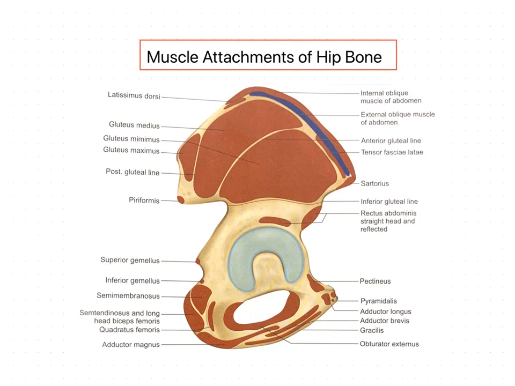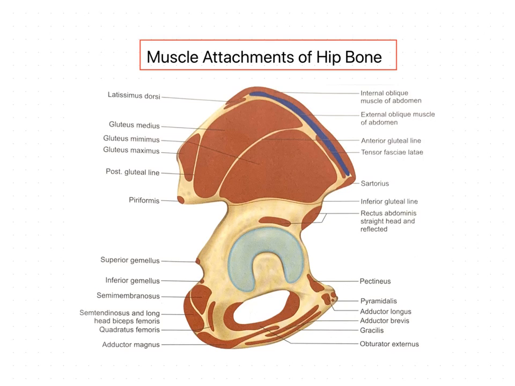Dear students, welcome back. In the previous session, we discussed the bony parts of the hip bone in both aspects, the external aspect and the internal aspect, and this one is again the external aspect. Here, we are going to discuss the muscle attachments of the hip bone.